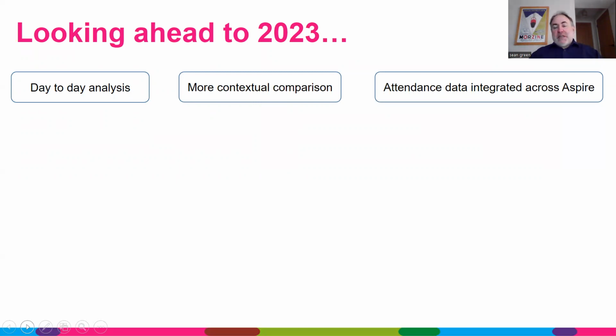We want to include more contextual comparison, and we've got something on this coming out fairly early in January, where we're going to try and compare schools to other schools with a similar level of disadvantage. And this attendance data is going to be integrated alongside all of the new features that are coming into the next generation Aspire. So you'll see attendance data alongside all of that other really important contextual information that sits within Aspire.